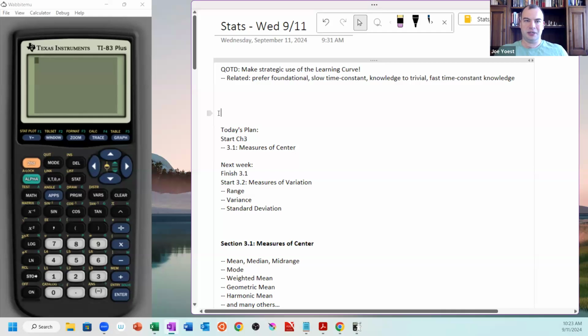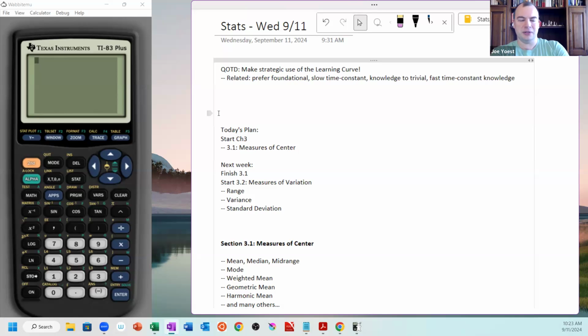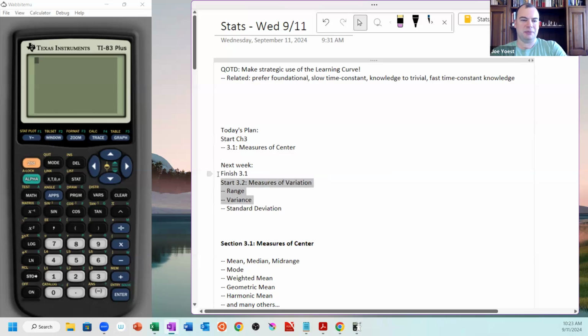We want to take a big data set and make it more comprehensible for our audience, and we're looking at doing that through numerical descriptive measures. So that's what we're starting into today in chapter three, starting with 3.1, measures of center. We probably won't get through it today. So next week, we'll finish 3.1 and then start 3.2, measures of variation.